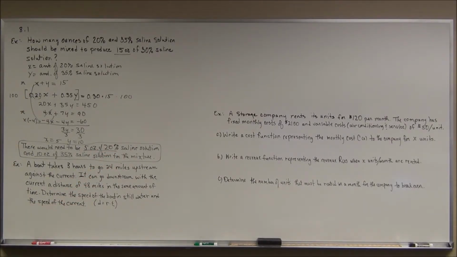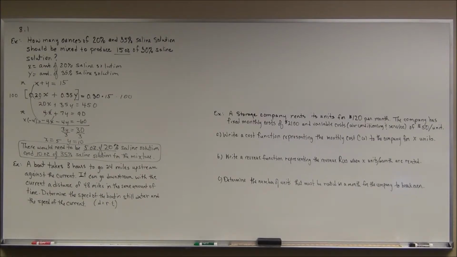Alright, the next example. A boat takes 3 hours to go 24 miles upstream against the current. It can go downstream with the current a distance of 48 miles in the same amount of time. You are to determine the speed of the boat in still water and the speed of the current.